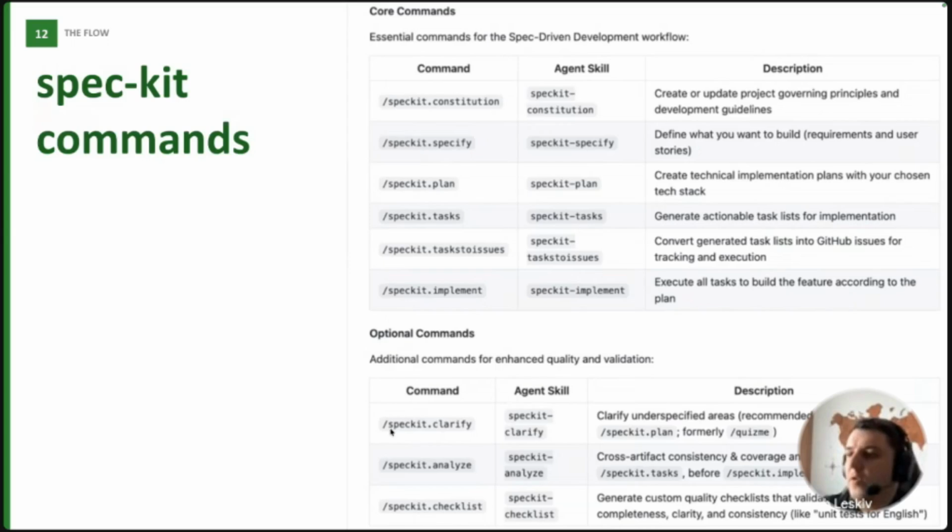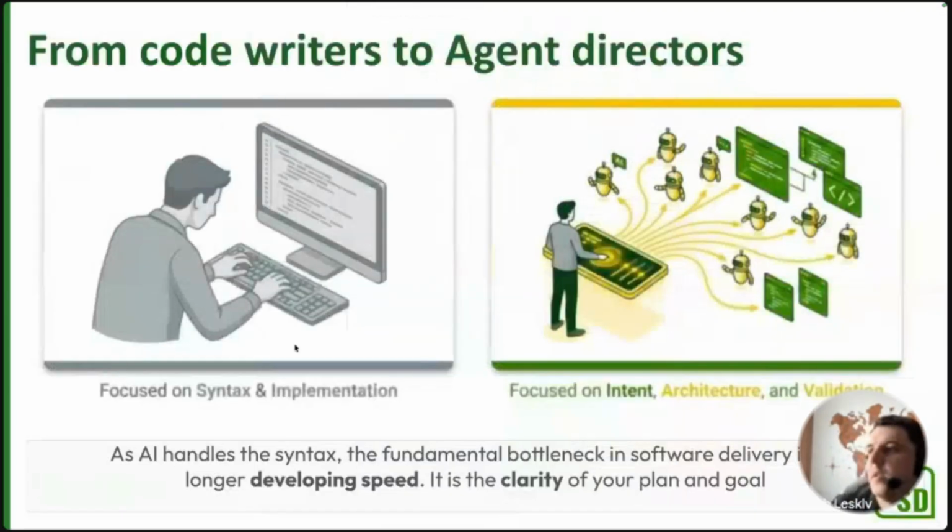Then I usually run this clarify command. It's when the AI basically asks you some questions which it didn't get from your description. Then you run plan to create the technical implementation. Then tasks divides it into an actionable task list, and then it just implements it.